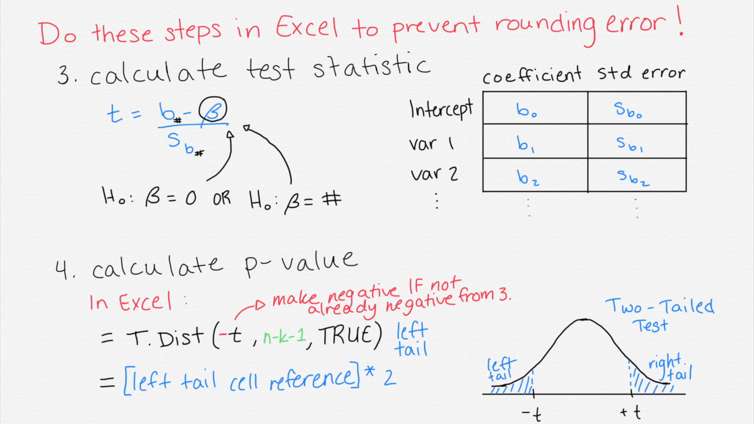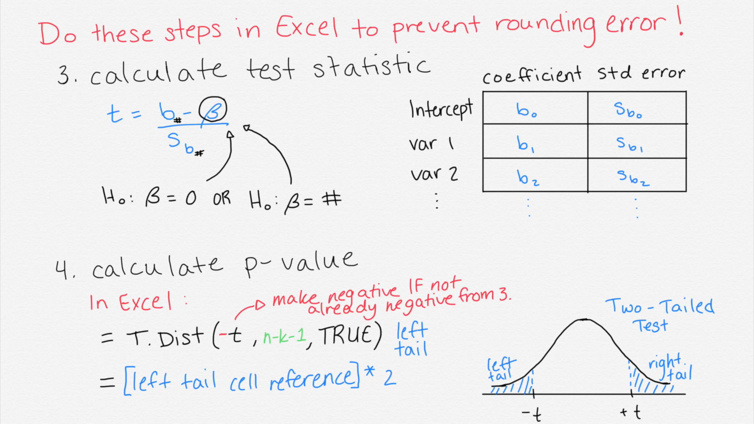Now on to steps 3 and 4. This is where we get the mathy part of the hypothesis test, but bear with me. It's easier to talk about these two steps together because step 4 uses the test statistic that we calculate in step 3. So first, we see the actual equation for calculating a test statistic, which is t equals b minus beta over s sub b.